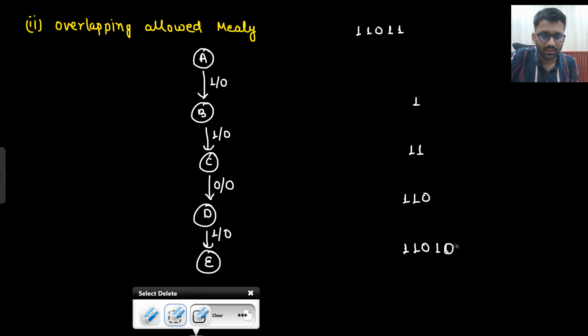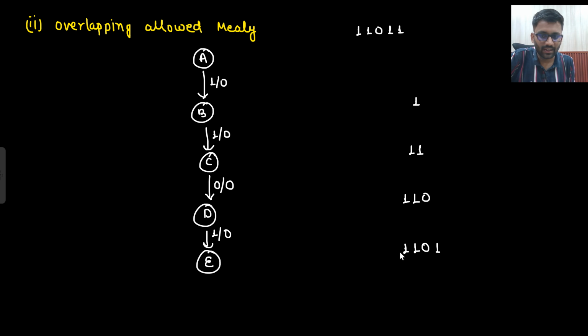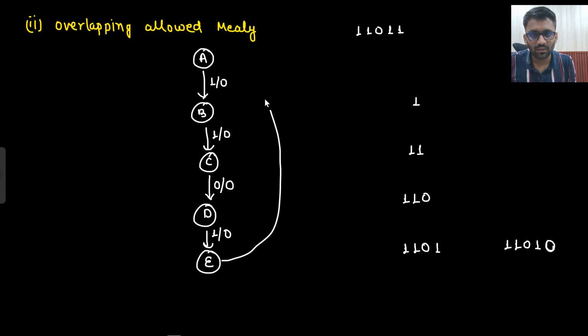Wait a second. So at state E, I am at 1 1 0 1. So if applied input is 0, it will look for the best case. 1 0 1 0, are you getting anywhere? No. 0 1 0, are you getting anywhere? No. 1 0, are you getting anywhere? No. 0, are you getting anywhere? No. So it will start right from the beginning only. This is the case for if applied input is 0, then sequence is also not detected. Also you have to start right from the beginning.